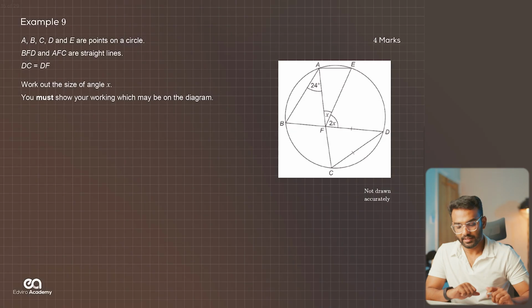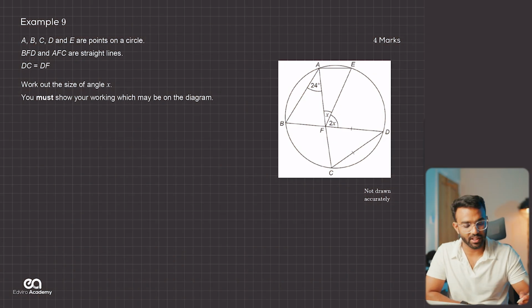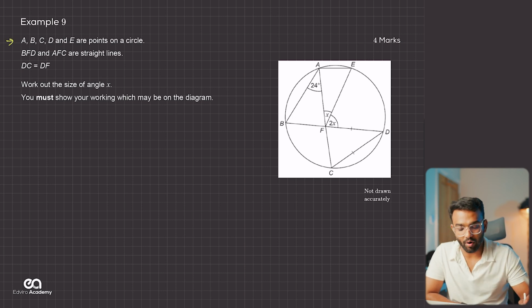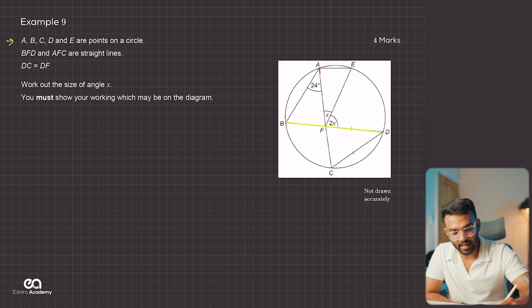Thanks for watching. So here is a question from Circle Theorems. Let's see how this is done. It says A, B, C, D, E are points on a circle. B, F, D and A, F, C are straight lines. That's very important. It says B, F, D right there, okay? And A, F, C are straight lines, which is super important. Let me draw that in red. So these are 2 straight lines right there.